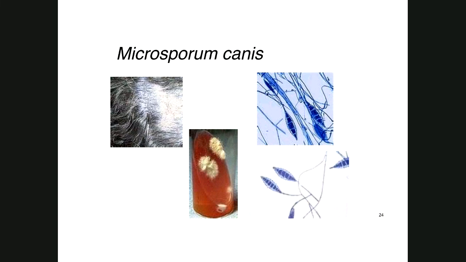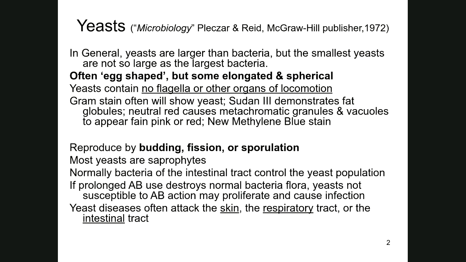This is a slide that shows a little bit about how the organisms look, how the media changes color. It was a yellowish orange, it goes to red. And you can see the textbook pictures also. For yeasts, okay, generally yeasts are going to be larger than our bacteria, but the smallest yeasts are not so large as the largest bacteria. So again, once you start looking under the microscope and you get an idea of sizes, that will help you with this.